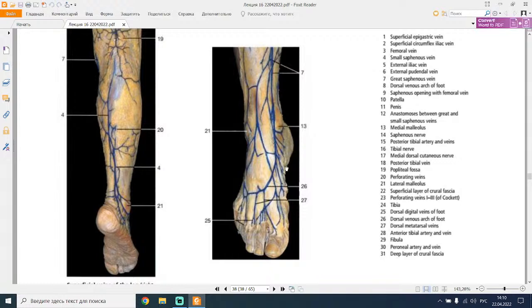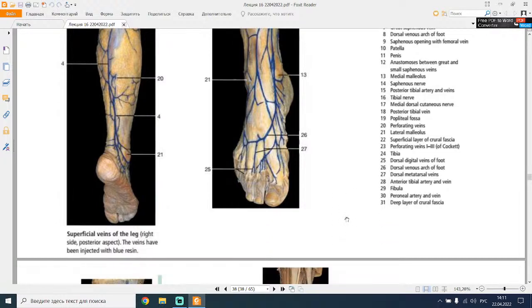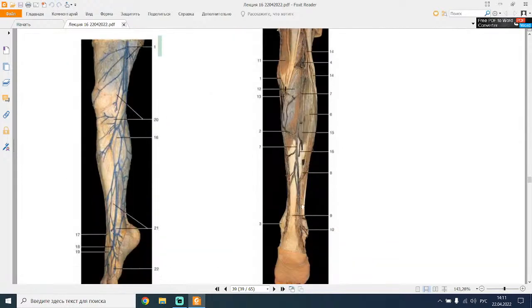This is the dorsal venous arch of the foot. These are metatarsal veins. They drain into vena saphena parva. Vena saphena parva, vena saphena magna.